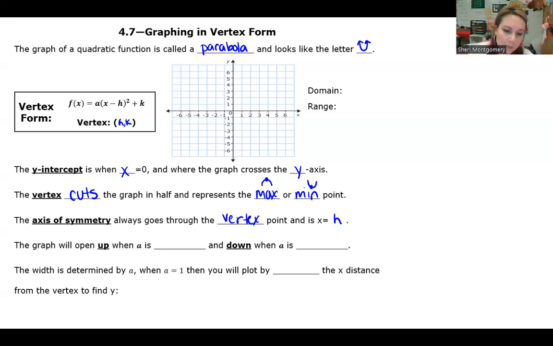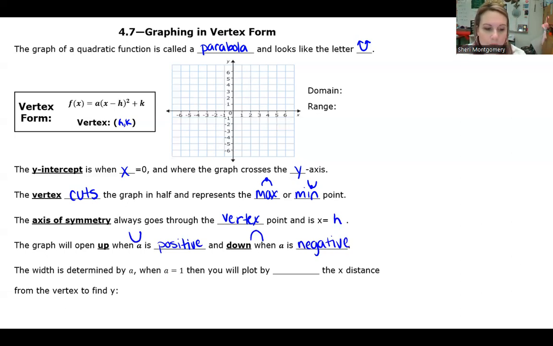The graph will open up when a is positive and down when a is negative. Remember from the equation, a is what's right in front of the parentheses. That's how you know if something opens up or down. When it's positive and opens up, it's a smiley face. When it's negative and opens down, it's a frowny face. So you're happy when you're positive, and you're frowning and upside down when you're negative.